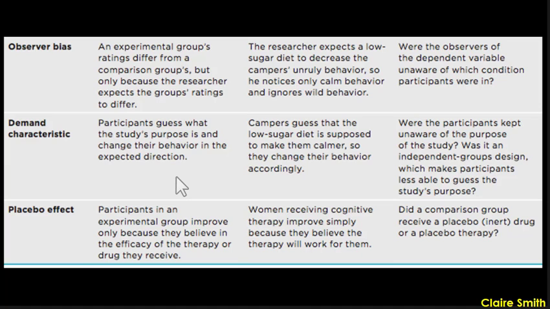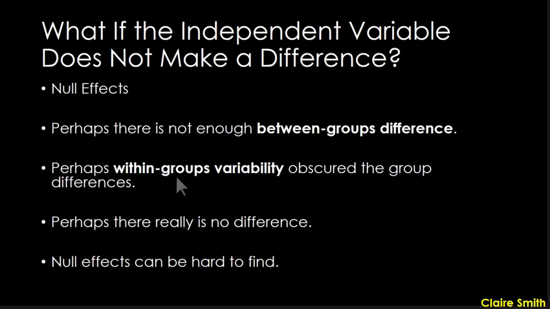Okay, so that's the first half of the chapter. Second half, what if the independent variable does not make a difference? So that's called a null effect. So even though you are manipulating an independent variable, the dependent variable, you don't see a change, right? A null effect is nothing's happening, a null result.